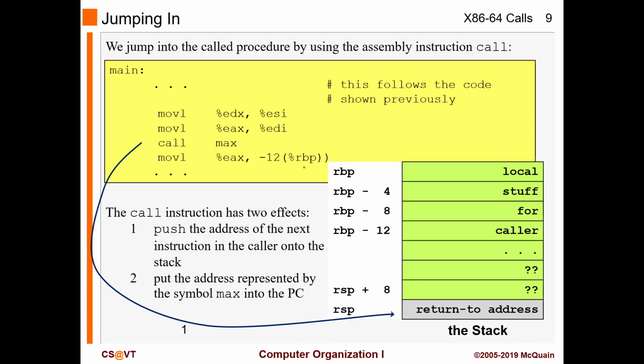Then after we have set up the parameters, we are going to do a call to max. Right when we do a call to max, a few things are going to happen, okay? The call instruction has two effects. Push the address of the next instruction in the caller onto the stack, okay? So the location next to the current one is going to be put in the stack. Put the address represented by the symbol max into the PC. So max also has an address, right? The next thing we're going to do is put that in the stack as well.